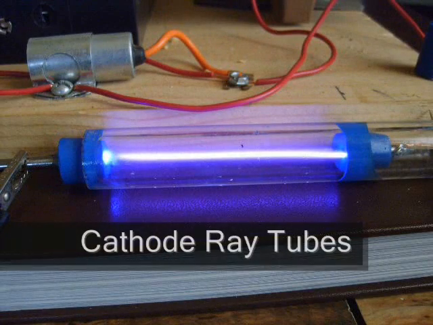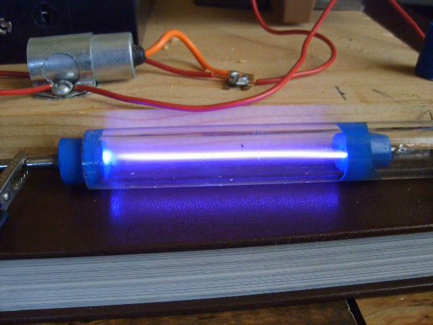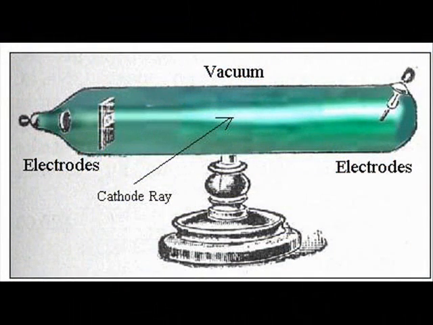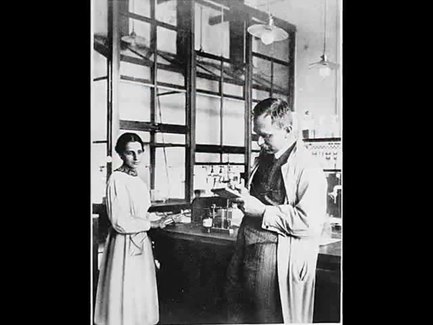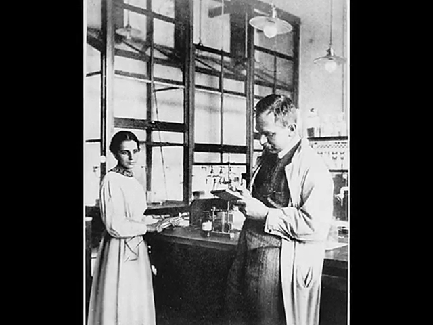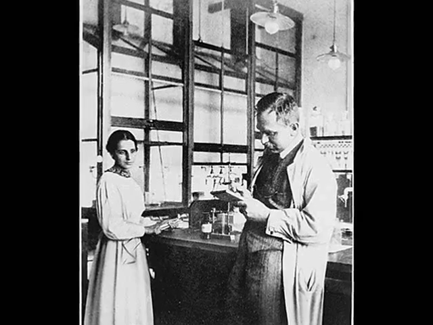Cathode ray tubes are sealed glass containers with negative and positive charged ends, called electrodes. These electrodes are separated by a vacuum. When a voltage was applied across the electrodes, cathode rays generated. These cathode rays were comprised of streams of charged particles moving from the negative end to the positive end of the vacuumed tube.